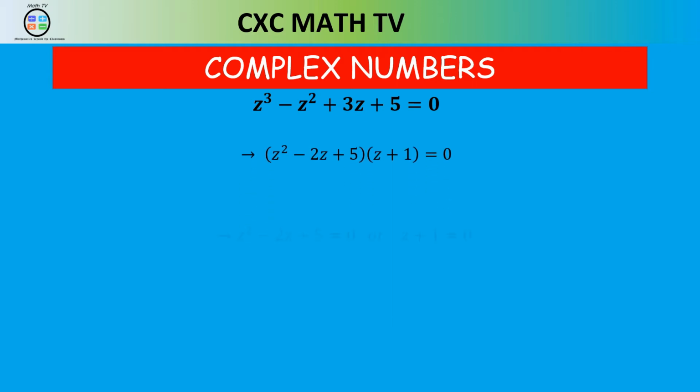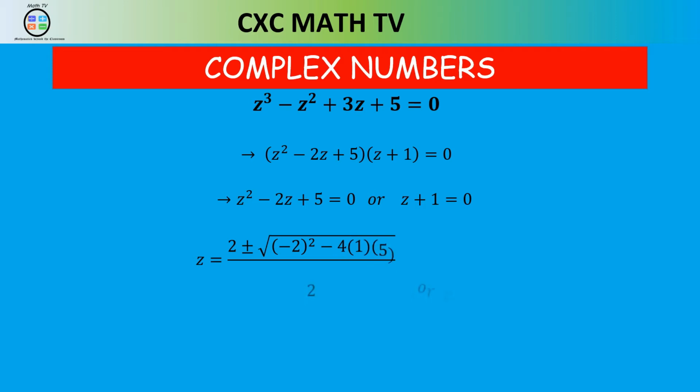Now if the quadratic part is 0, then we know how to solve quadratics. We're just using the quadratic formula, so z is 2 plus or minus the square root of b squared minus 4ac inside the square root. So it's negative 2 squared minus 4 times 1 times 5, over 2. Or z is minus 1. Now solving that part under the square root, we get negative 16. So that's 2 plus or minus the square root of negative 16 over 2, or z is minus 1.